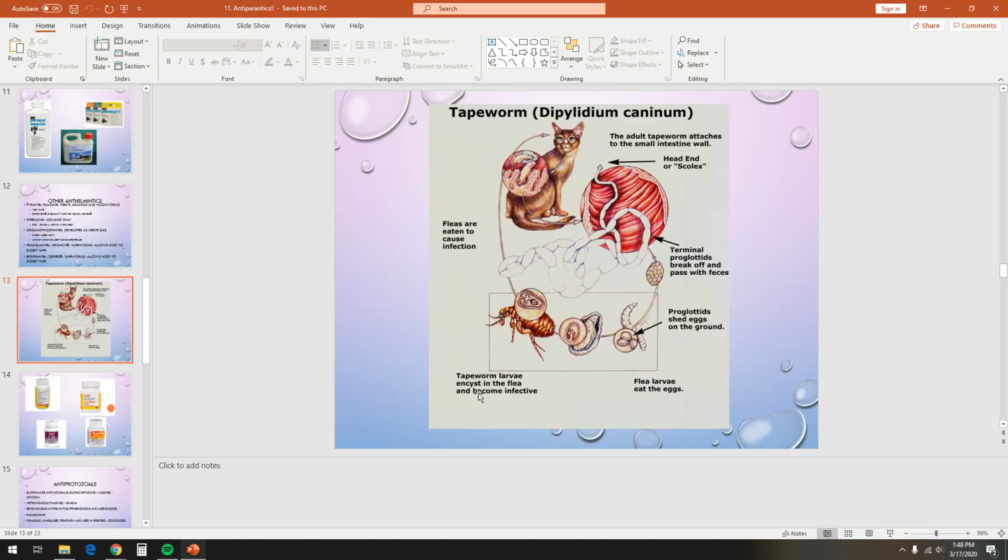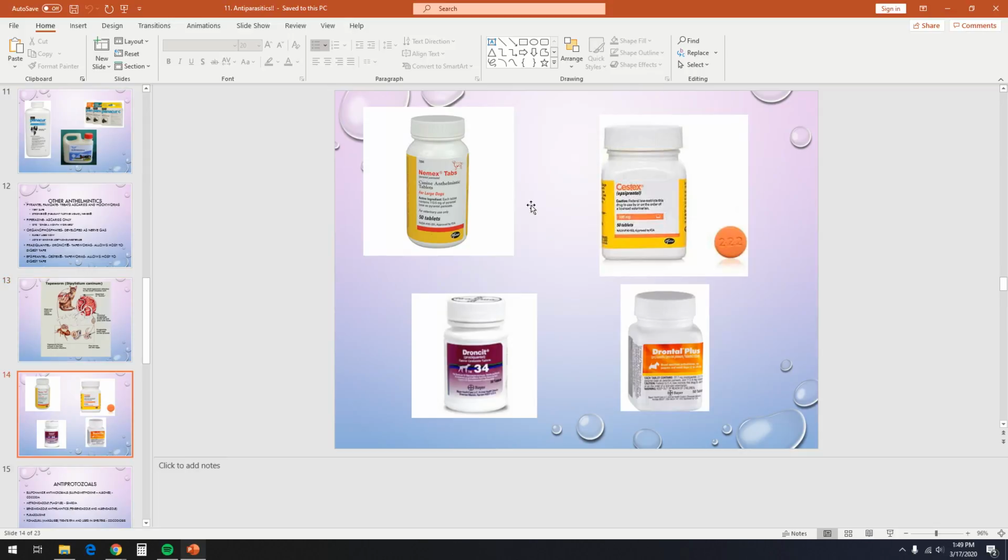So the proglottids shed eggs on the ground. Flea larvae eat the eggs. Tapeworm larvae encyst in the flea and become infective, and so they just hang out there. Fleas are eaten to cause infection. So if an animal has fleas, they have a very good chance of having tapeworms, or vice versa. If we see tapeworms in the stool, they most likely have had fleas at some point or have fleas currently. So you have to treat both in order to get rid of one or the other. So here's our Drontal, Droncit, and our Cestex there.